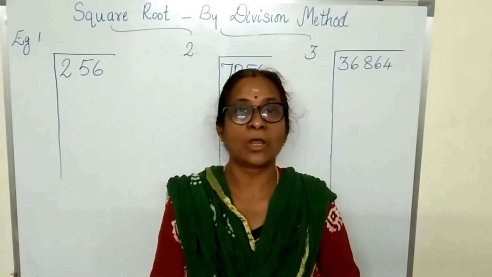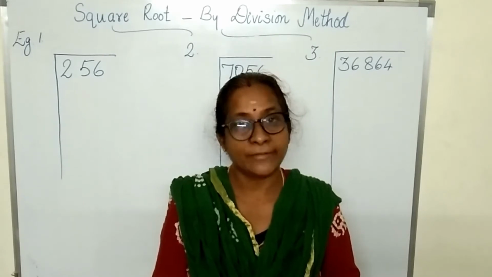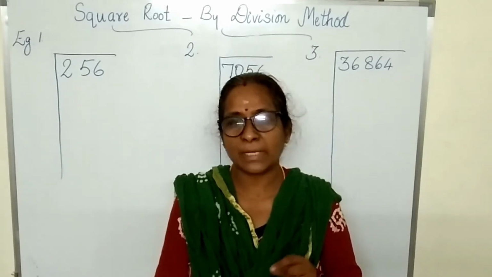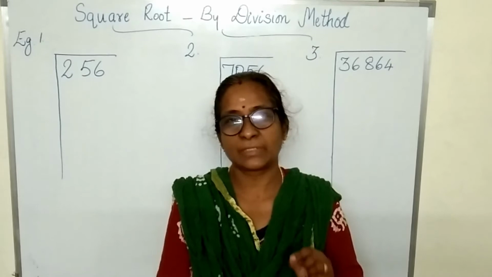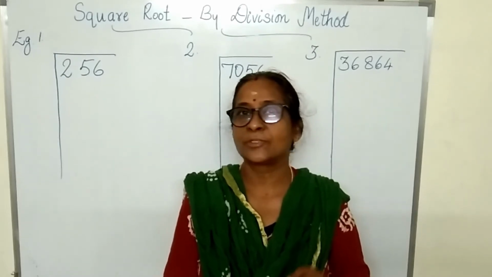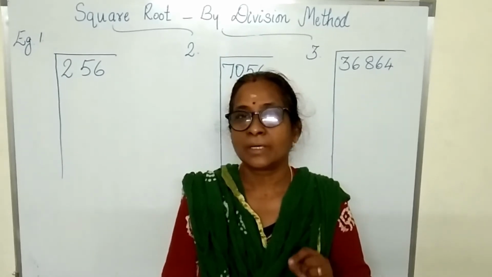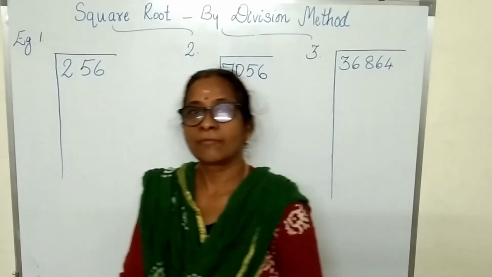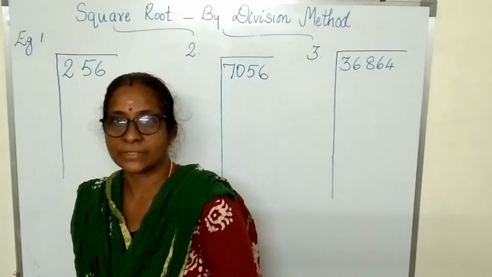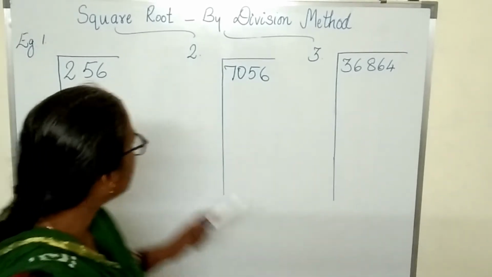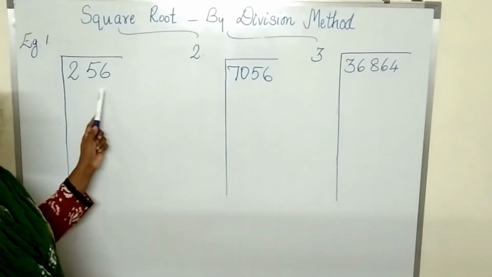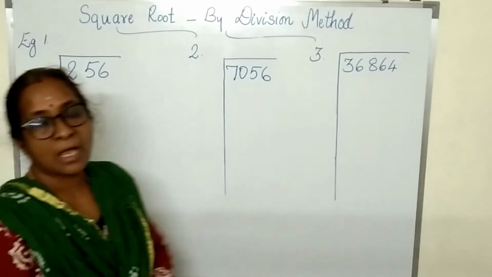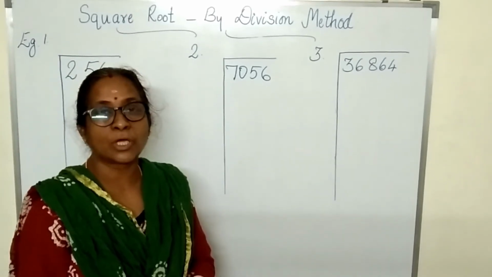That method is called the long division method. It is similar to division but with a slight difference. So let us do the long division method for finding the square root. We'll do it with some examples. Okay. The first example is 256.